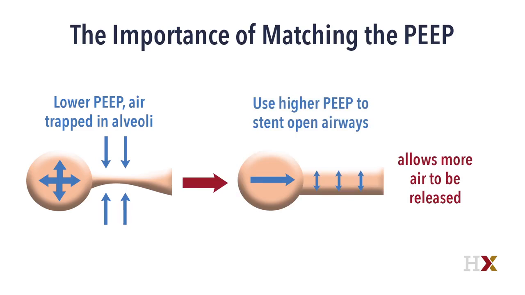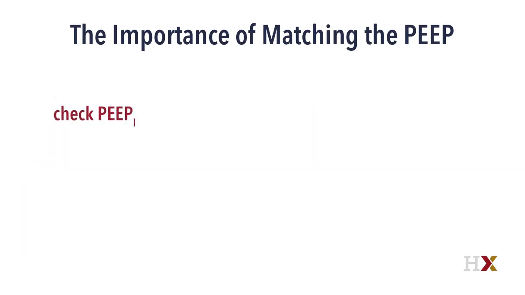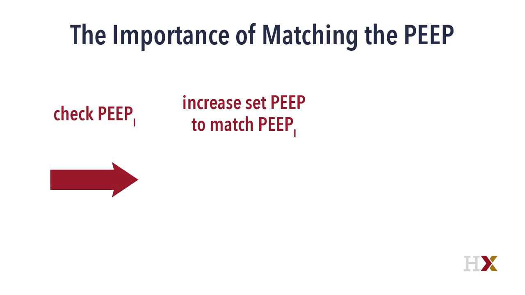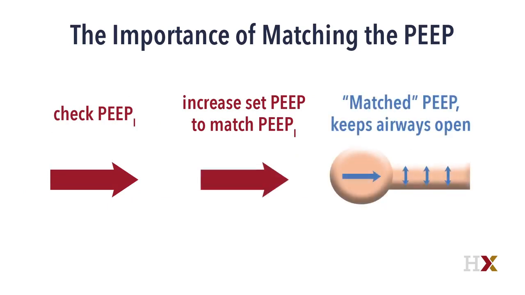We call this matching the PEEP. To do this, we check the auto PEEP and determine how much pressure is left in the system when the patient is exhaling. We can then increase the set PEEP to the auto PEEP to match their intrinsic PEEP.